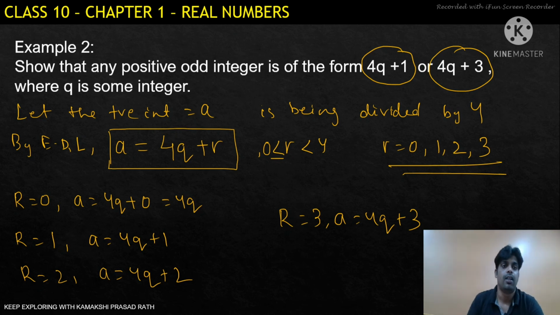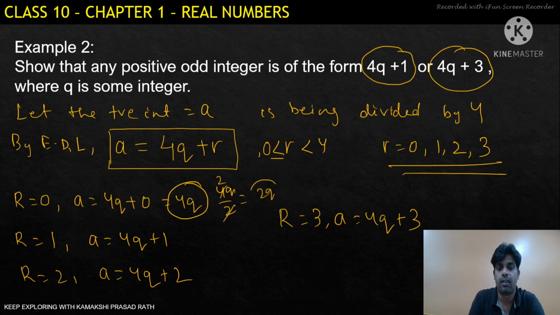Now here you have to show that any positive odd integer is of this form. That means you have to show that 4q plus 1 and 4q plus 3 are odd integers. So how do we know odd or even? Simple logic: even numbers are divisible by 2, odd numbers are not divisible by 2. Now let us try 4q. Let us divide 4q by 2 and see whether it is divisible or not. We can easily see it is. How do we know it is divisible? The denominator will be 1. If the denominator comes to 1, then it is divisible.